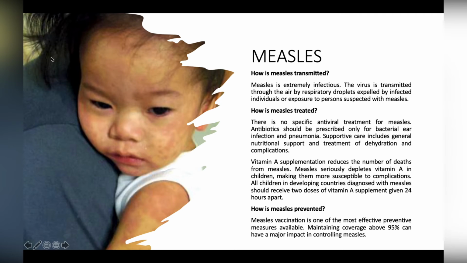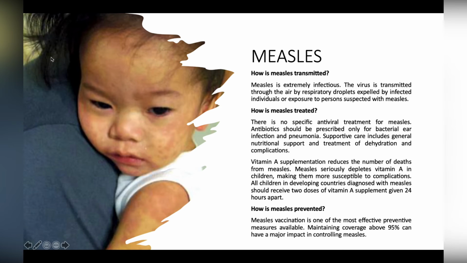How measles is transmitted. Measles is extremely infectious. The virus is transmitted through the air by respiratory droplets expelled by infected individuals. How measles is being treated. There is no specific antiviral treatment for measles.